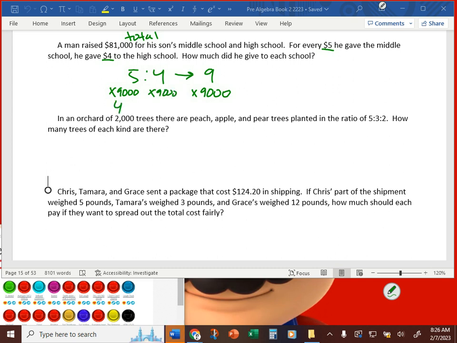He gave $45,000 to the middle school and $36,000 to the high school. For a total, if you add 45,000 and 36,000, you'll get $81,000. Right? So once you set up the ratio, everything else is the same as the front side.